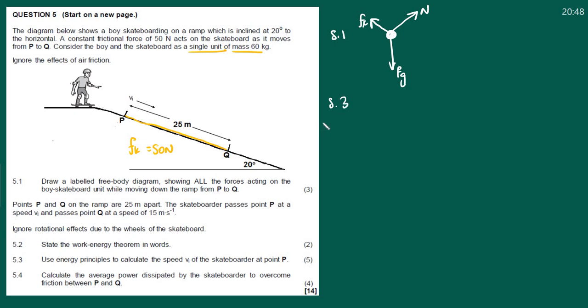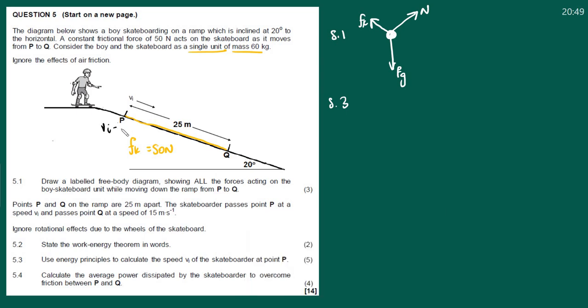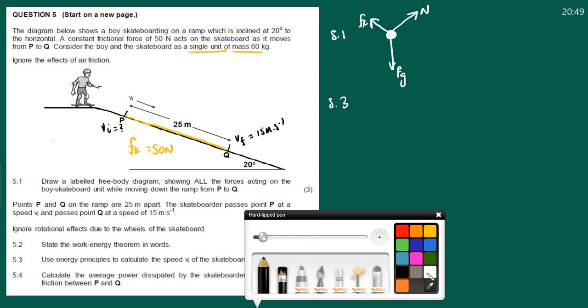Question 5.3 says use the energy principles to calculate the speed Vi of the skateboarder at point P. So we need to know Vi here. We don't know it. Do we have the velocity at Q? So we have the final velocity here as 15 meters per second. You can see that they said use energy principles. They didn't say use the work energy theorem.